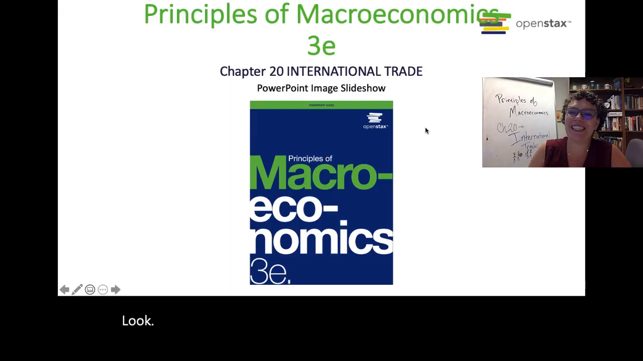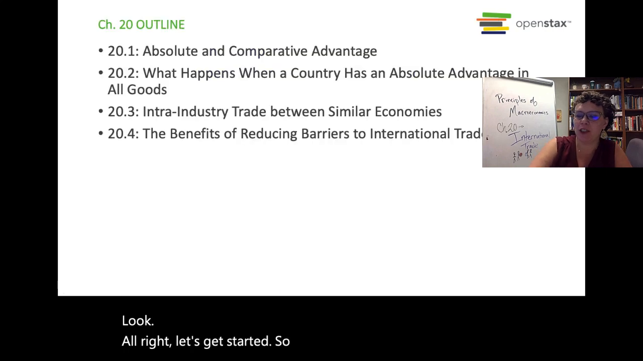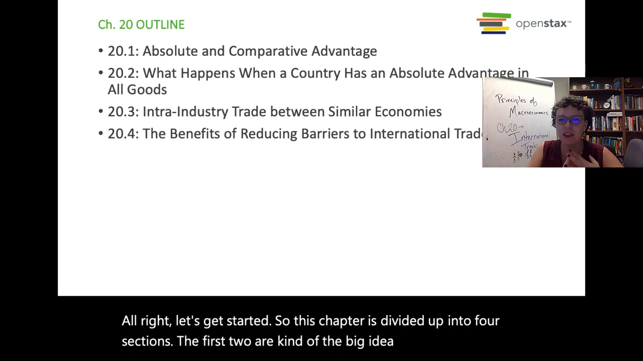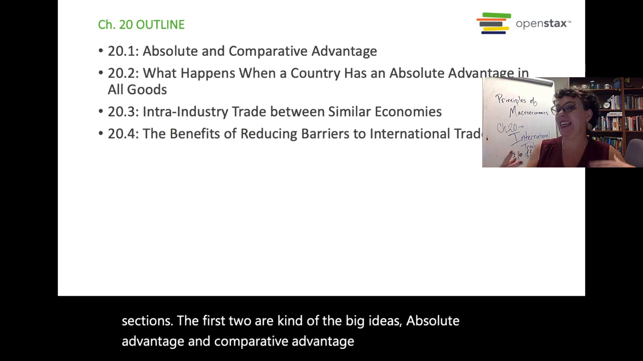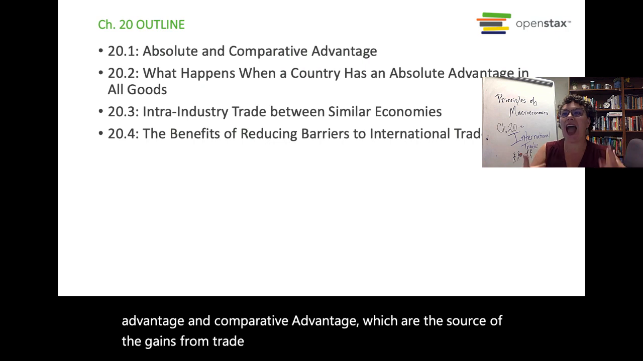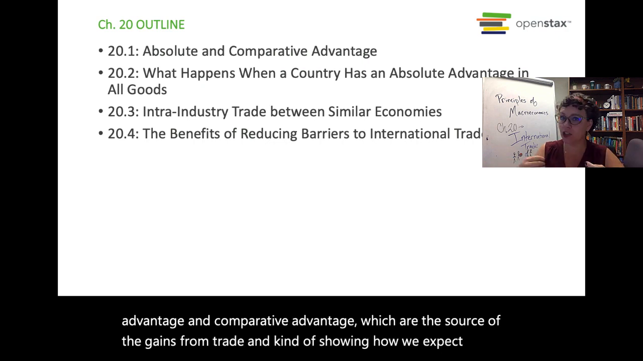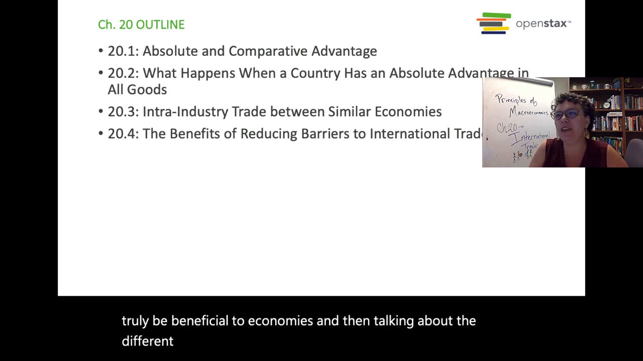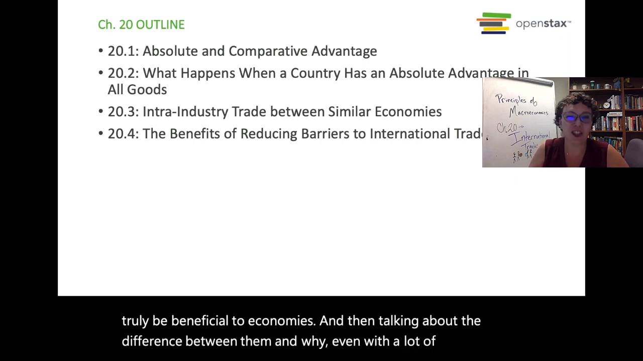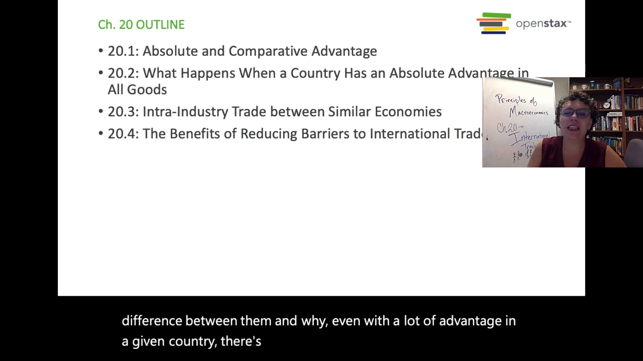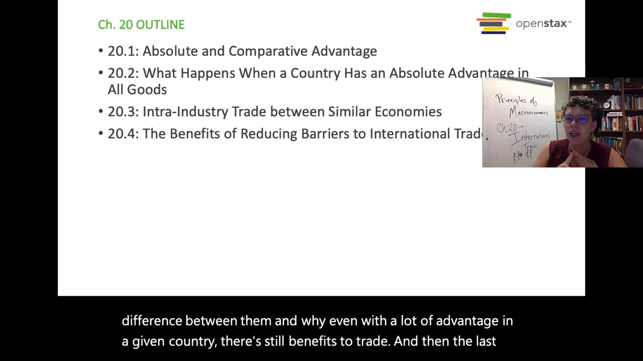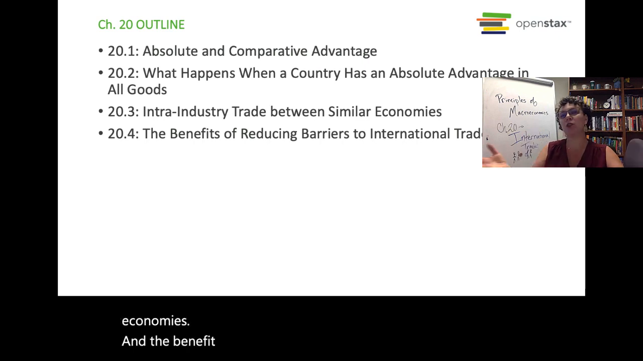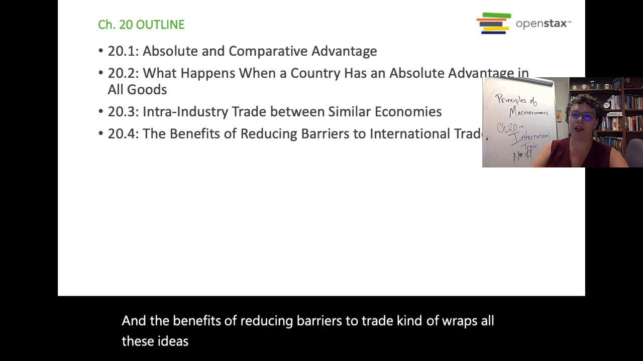All right, let's get started. So this chapter is divided up into 4 sections. The first 2 are kind of the big ideas, absolute advantage and comparative advantage, which are the source of the gains from trade and kind of showing how we expect trade to truly be beneficial to economies. And then talking about the difference between them and why even with a lot of advantage in a given country, there's still benefits to trade. And then the last 2 sections talking about intra-industry trade and similar economies and the benefits of reducing barriers to trade, kind of wraps all these ideas up and touches on a few fine points.